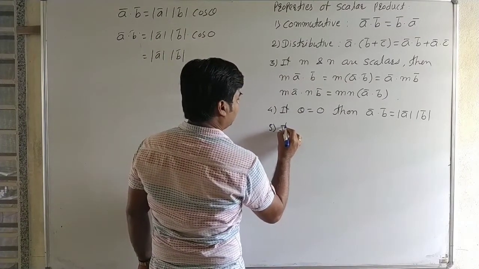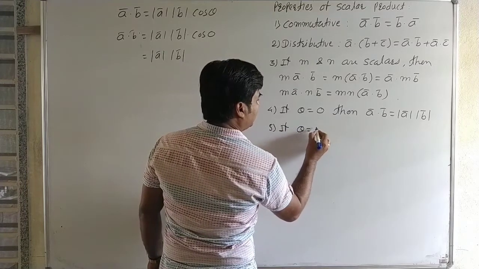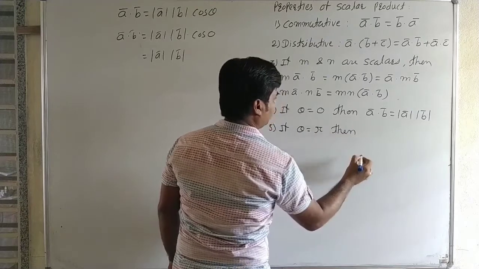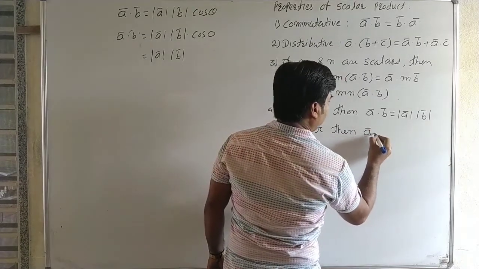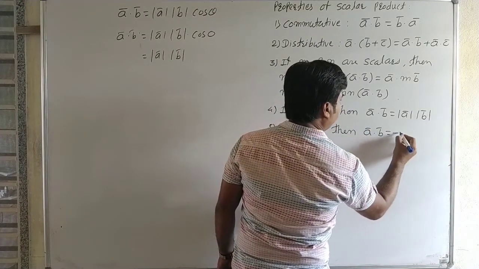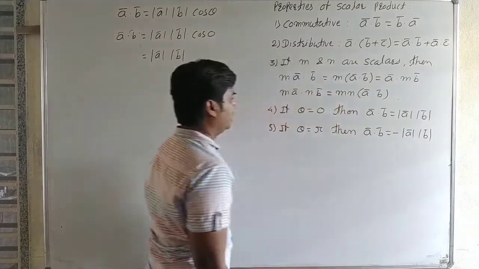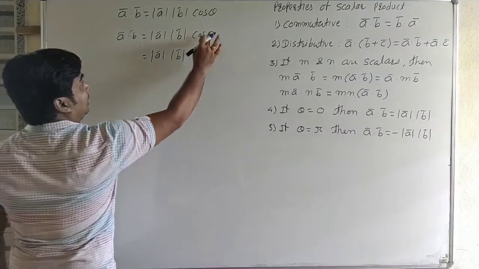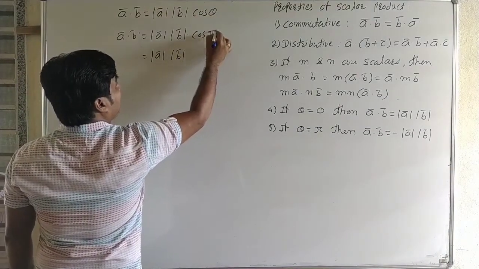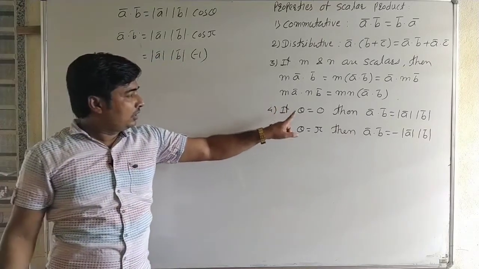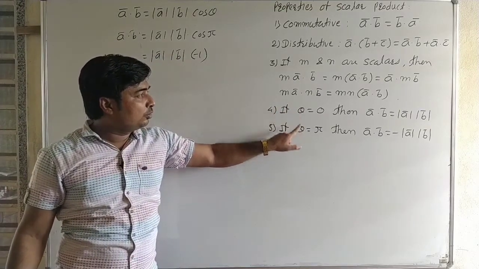Now if theta is equal to pi, then a bar dot b bar is equal to minus magnitude of a bar into magnitude of b bar. When theta is equal to pi, cos pi is minus 1, and therefore it is a minus. This is for theta equal to pi and theta equal to 0.